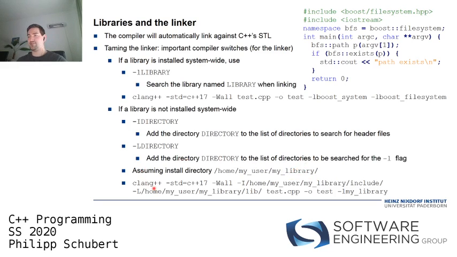So what you do is you call clang, give it some standard, enable some warnings. You then specify the include search path, /home/my_user/my_library/include, and then you specify the library search path, uppercase L, /home/my_user/my_library/lib. Then you specify your source code that you actually wish to compile. And then you specify with lowercase l the name of the library, which is my_library. That's basically the idea. You just have to get familiar with that.